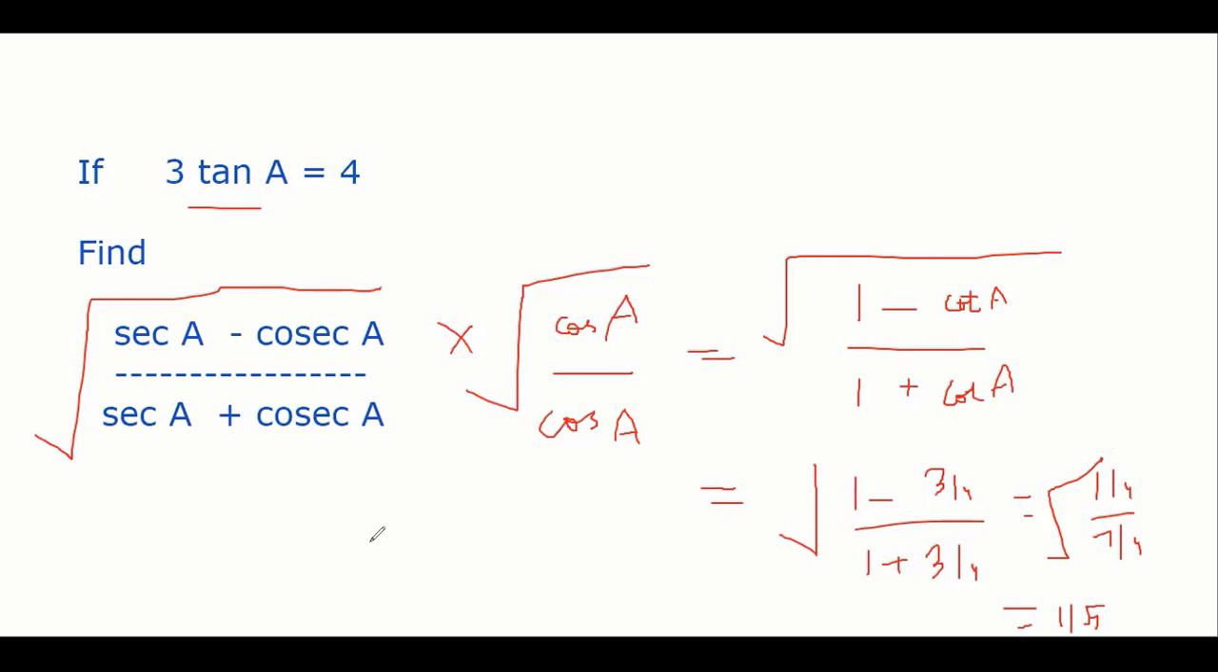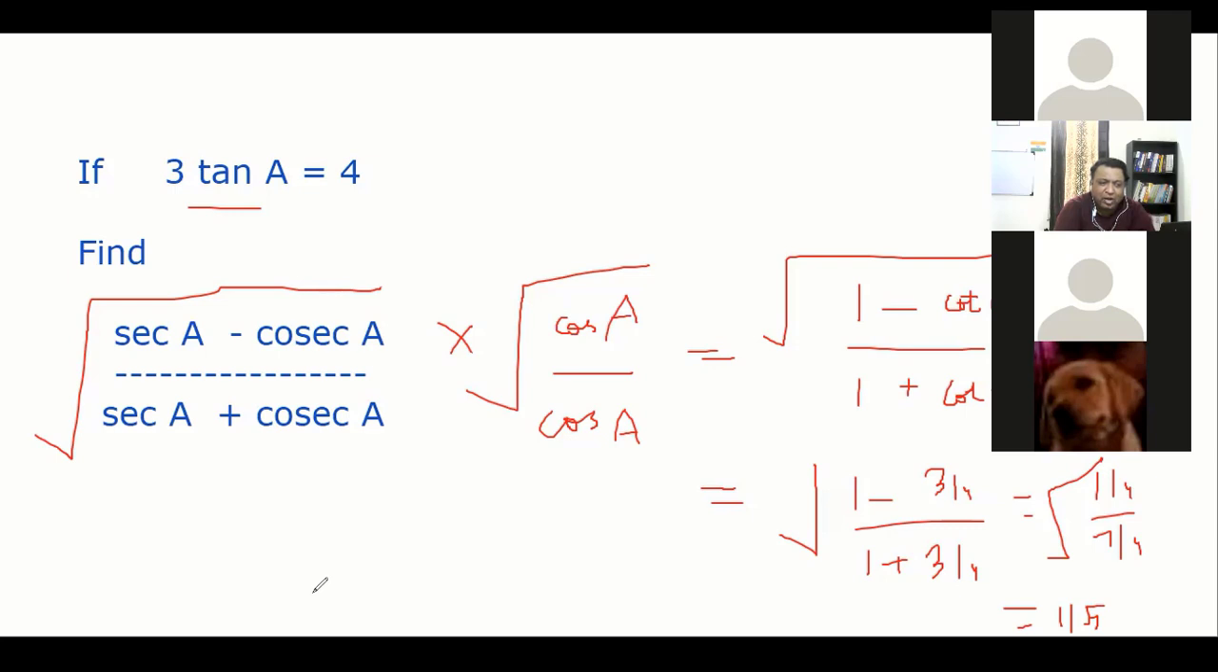You can use identities also, but try to simplify. You can multiply with sine also, if you want. I did it with cos. You can multiply with sine. It becomes tan A minus 1. Does not matter. Same. Got it? The idea? Final answer is 1 by root 7, or root of 1 by 7. That's it. Very easy or not?